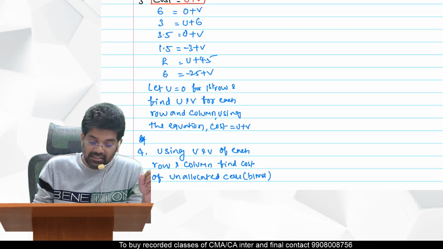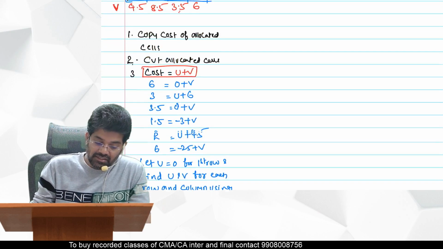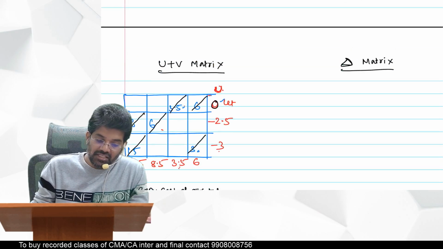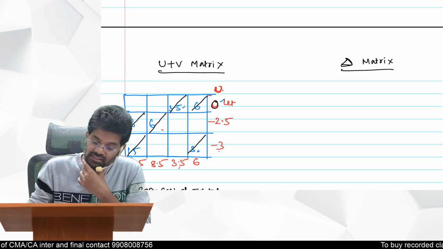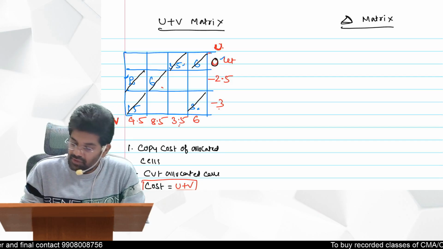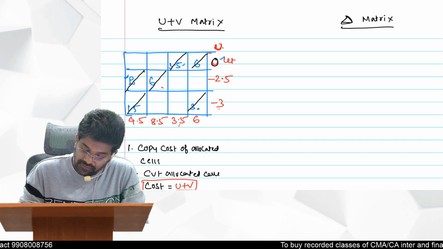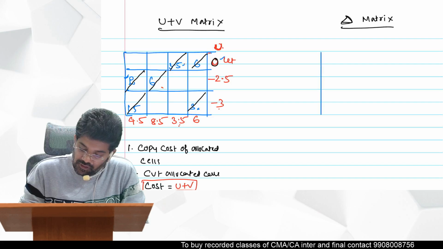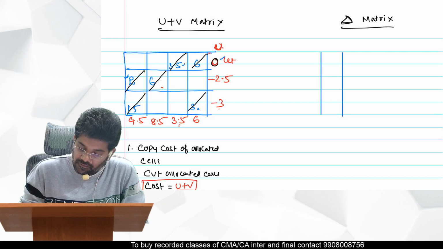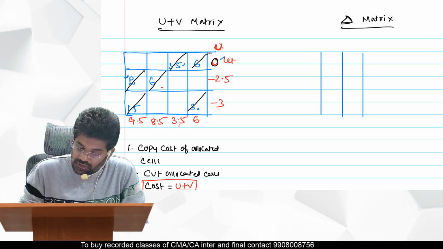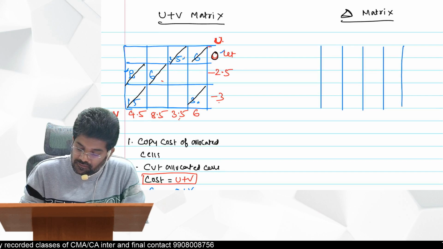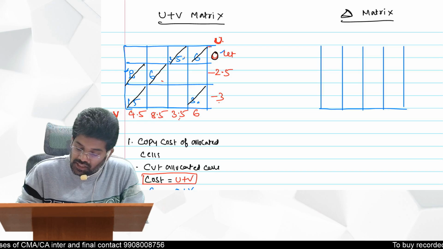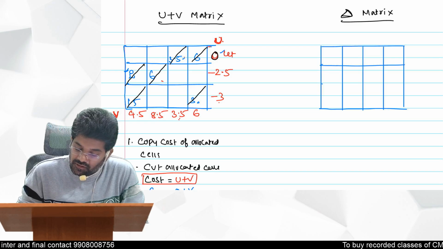Done? Yes. Now, the other matrix. What is the other matrix? The change matrix. How do you get the change matrix? Take the same table first. How many columns? 4 columns: 1, 2, 3, 4.